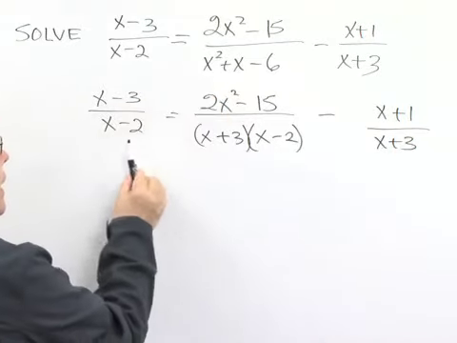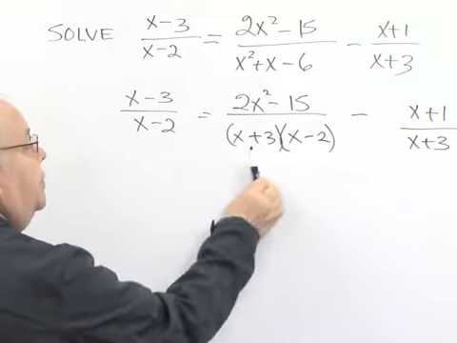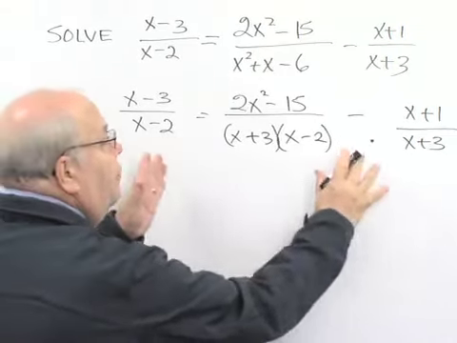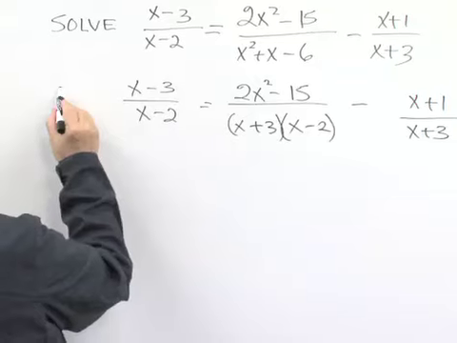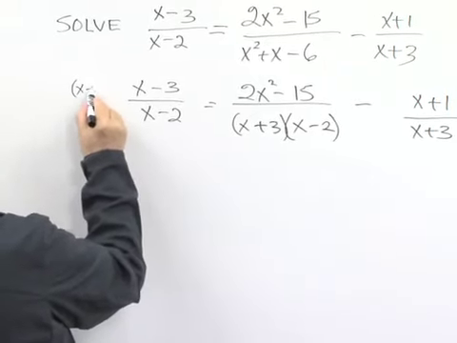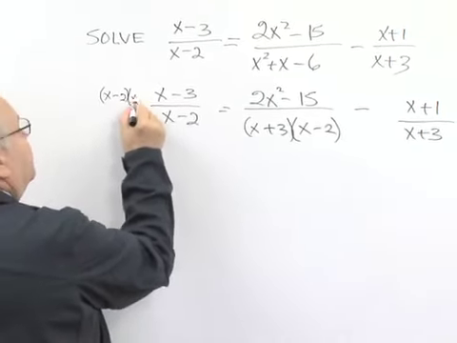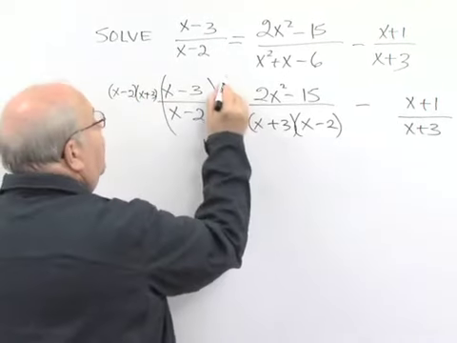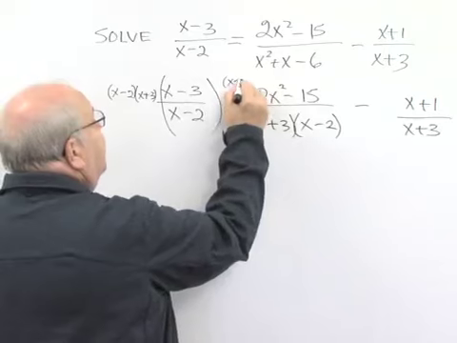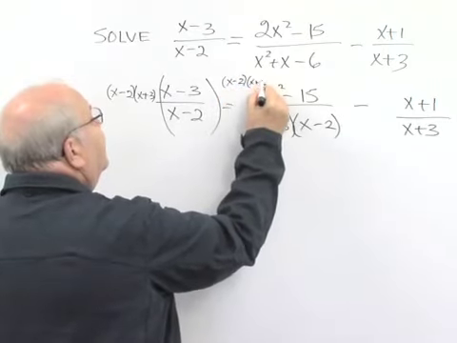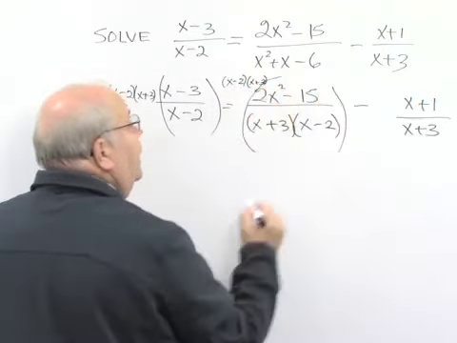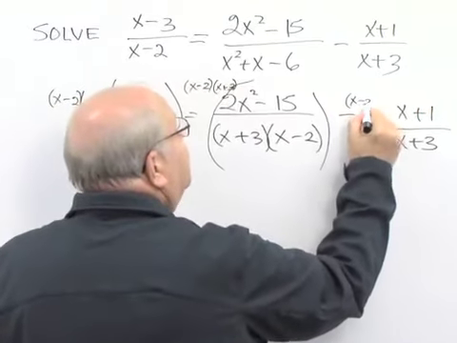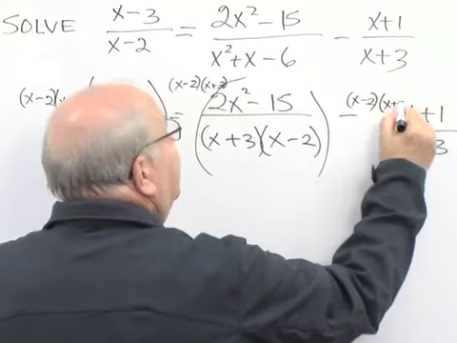The LCD is x minus 2 times x plus 3. That means all three fractions need to get multiplied by x minus 2, x plus 3. We multiply it times the first fraction. We multiply it times the second fraction. It's a little hard to fit in there. And then we multiply it by the third fraction, x minus 2 times x plus 3.